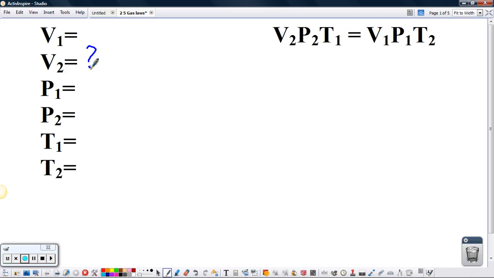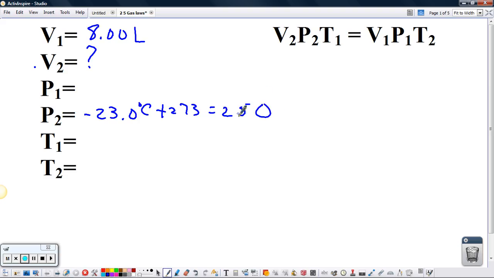What volume? First thing I want to do is find out what I don't know, or what I'm looking for. What volume? And then I have 8.00 liters given as the other volume. What volume of this gas at? As soon as I see the word at, I know what volume and that at go together. So minus 23.0 degrees C plus 273. That's going to give me 250. Okay.